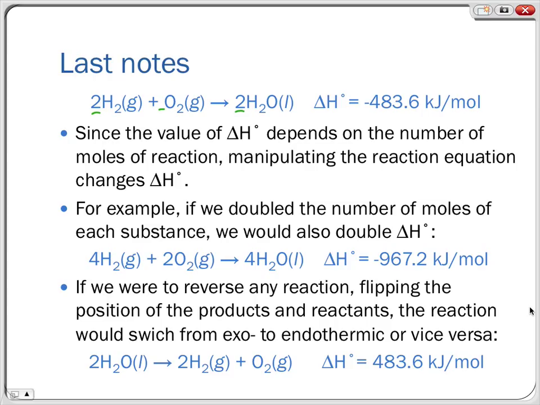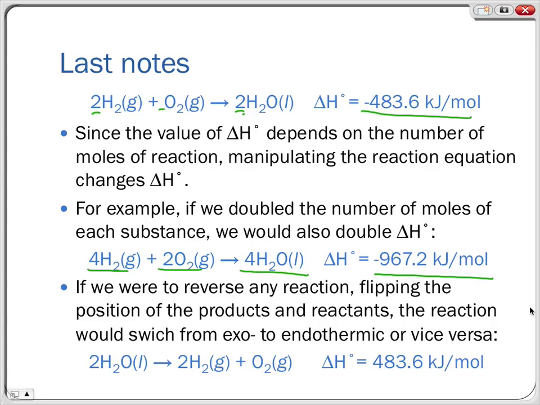Instead of 2 and 1 and 2, we did 4H2 plus 2O2 yields 4H2O. It's balanced, but it's not reduced, and so this would not be our normal best way of doing this. But let's say that we did. In that case, because we doubled the values in the reaction, we're also going to have to double delta H naught. That means instead of negative 43.6, we do negative 43.6 times 2, which is negative 967.2 kilojoules per mole.